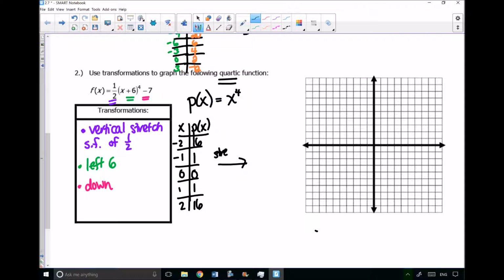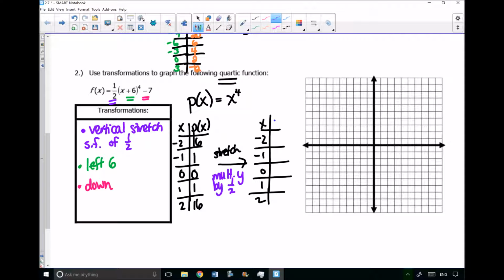In our stretches, we only have 1, and that is a vertical stretch of 1/2. So that means that since it's vertical, I need to multiply my y values by 1/2. So let's go ahead and figure out what my new graph will look like right here. So my x values are going to stay the same, but my y values are going to be half as big.